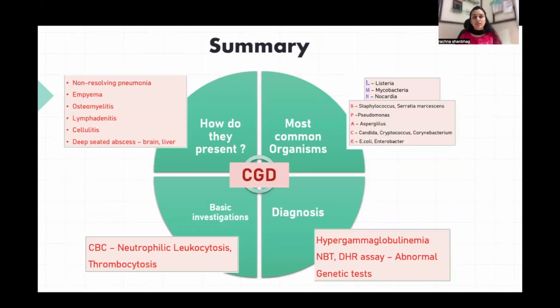So if we have to summarize chronic granulomatous disease in a single slide, we must know how they present. They present with recurrent suppurative infections. Most common organisms involved in these can be remembered with the mnemonic element SPACE. They can be diagnosed with simple tests like CBC, immunoglobulins, and we can perform the NBT and DHR assay to look at the function of neutrophils. And finally, how we treat these children is with antimicrobial prophylaxis, and the definitive treatment remains a bone marrow transplant. Thank you.